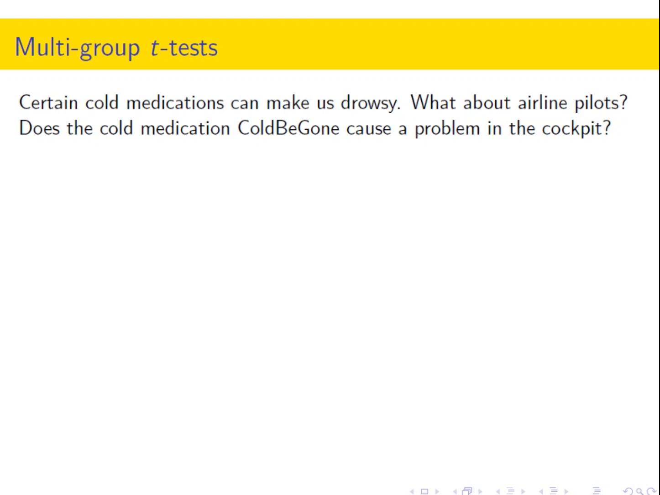So there are 2 different ways to do a multi-group t-test. And I've set up a single example that's going to branch either direction. So think about testing a cold medicine, and suppose that we have pilots who are flying, and the question is whether or not, we know that many cold medications make us drowsy. Does the drowsiness actually affect the pilots enough in the cockpit that they wouldn't be safe if they needed to use it while they were flying?